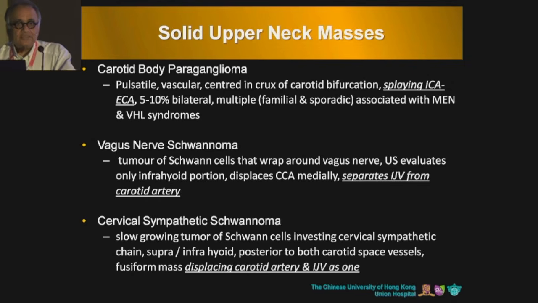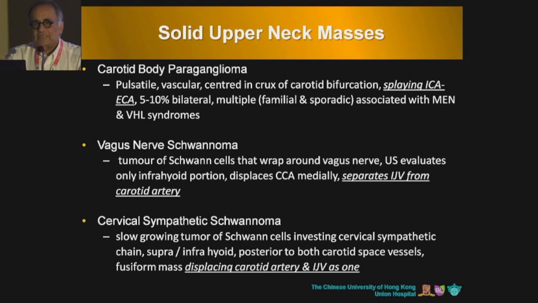What about a vagus nerve schwannoma? We saw the vagus nerve on anatomy when I showed. A vagus nerve schwannoma simply grows between the carotid and the jugular vein. It separates the carotid from the jugular vein. So you will see a separation between the two vessels. I know that is a vagus nerve schwannoma.